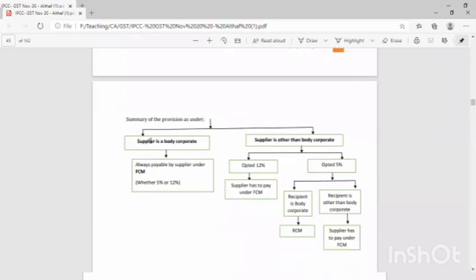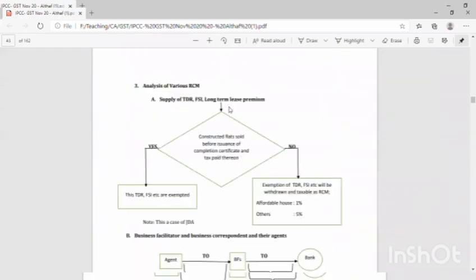For example, if the supplier giving the vehicle on rent is a body corporate, the RCM provision is not at all applicable, so it is always payable under FCM. Only when the supplier is other than a body corporate will RCM be applicable. But there are two options. If the supplier opted for 12%, there is no RCM concept, always FCM. If the supplier opted for 5%, then we have to see who the recipient is. If the recipient is a body corporate, RCM. If the recipient is other than a body corporate, then no RCM, it is under FCM. All of you have to go through this, because this is a recent amendment. You can expect a question from all these things.